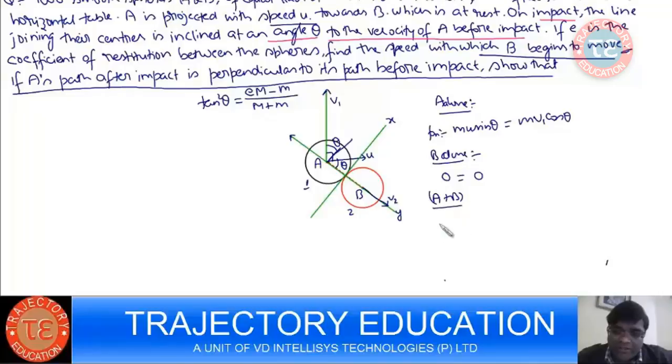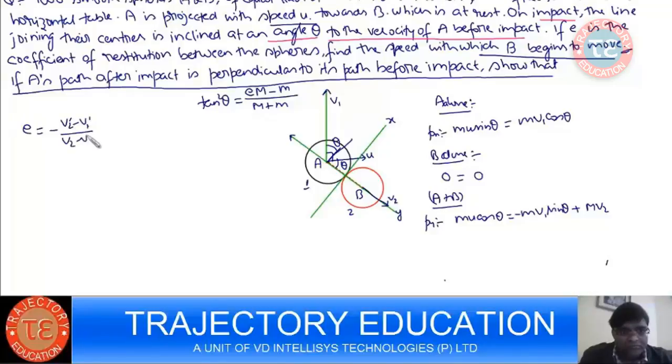Okay. A plus B as a system, we can conserve momentum in y direction. That is, initially it was M u cos theta and finally it will be M v1 sin theta, but that is in negative y direction. So minus M v1 sin theta plus m v2. And I can get one more equation from e, that is the second body is v2 and v1'.